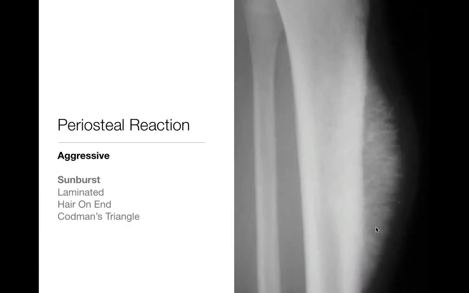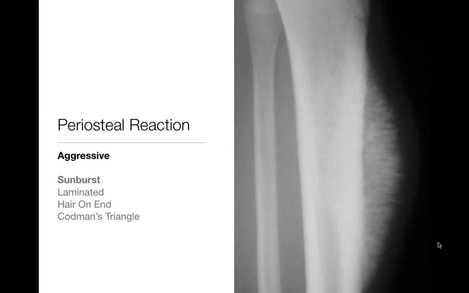Lots of different ways for classifying aggressive periosteal reaction. Again, not really so important that you get hung up on, oh, is this sunburst or is this hair on end? But the takeaway point is that, hey, this looks scary, this is an aggressive periosteal reaction. I'm going to think about scary things that are going on in the underlying bone, and we're going to be worried about this.